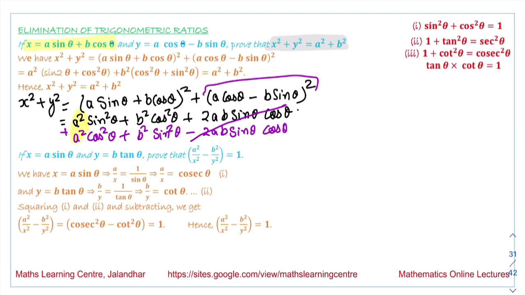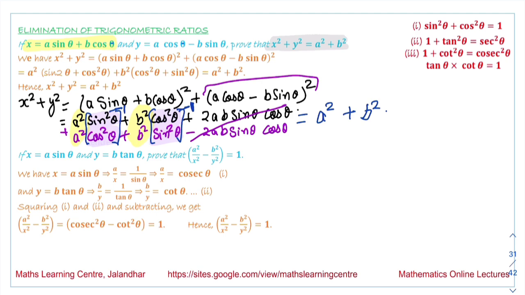If we take a square common from here and b square common from these terms, what we are left with is sin square theta plus cos square theta, which is equal to 1. This is cos square theta plus sin square theta, which is also equal to 1. So the final answer we will get is a square plus b square, and we are getting the answer in this form.